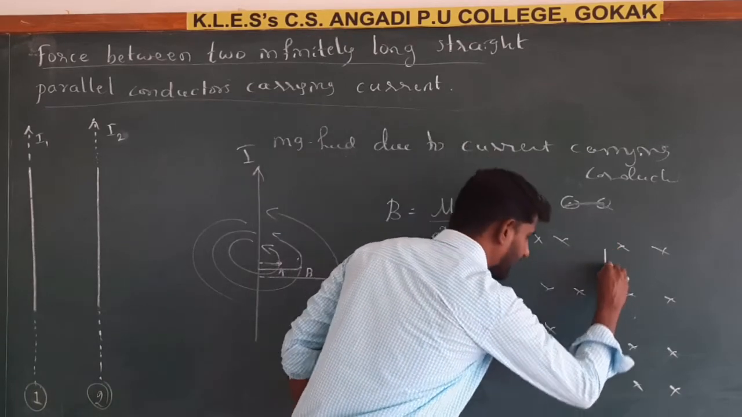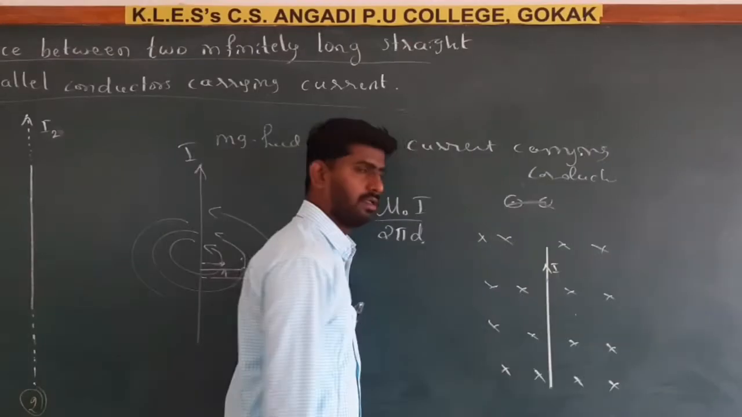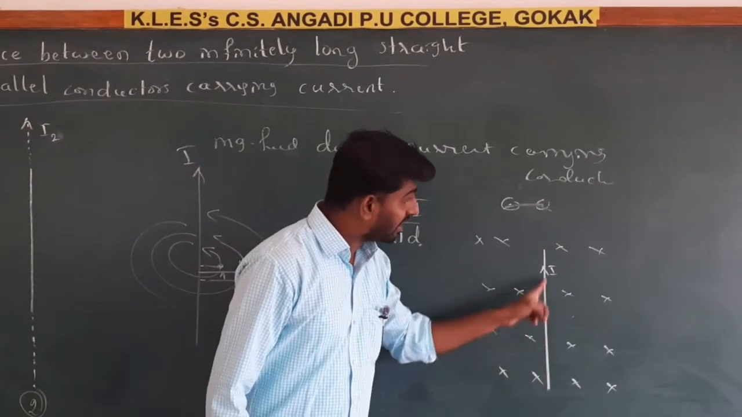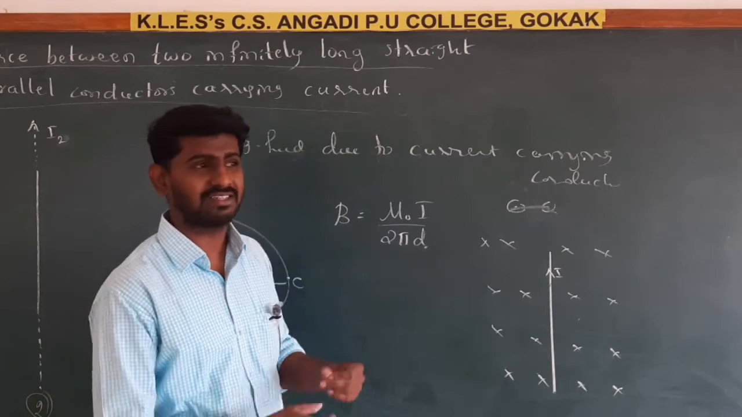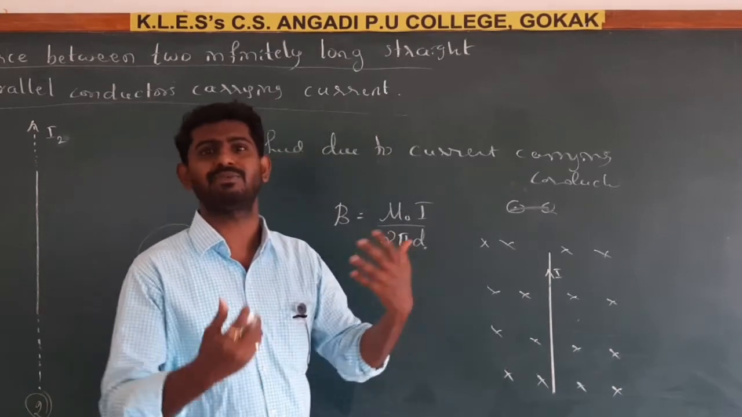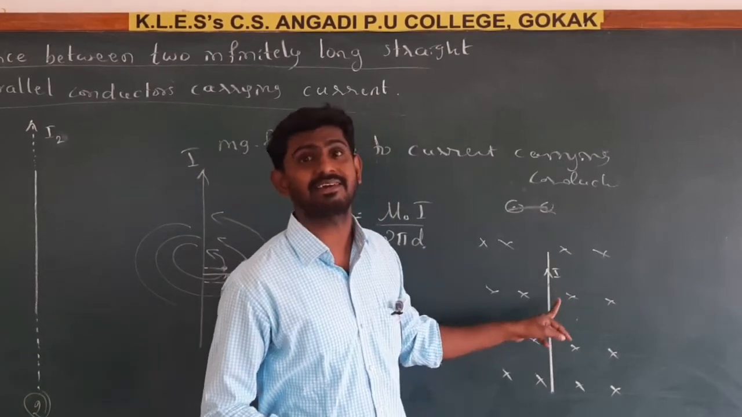Okay, and this is a current carrying conductor, and it is carrying current I. So there is a current in the wire. It means there is a flow of charge in that wire. Whenever the charge is moving in the presence of a uniform magnetic field, it experiences a magnetic force. So what is the magnetic force experienced by this conductor?